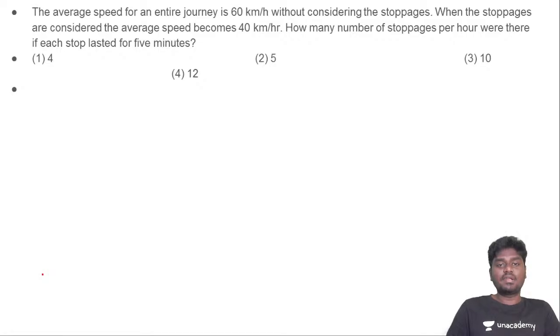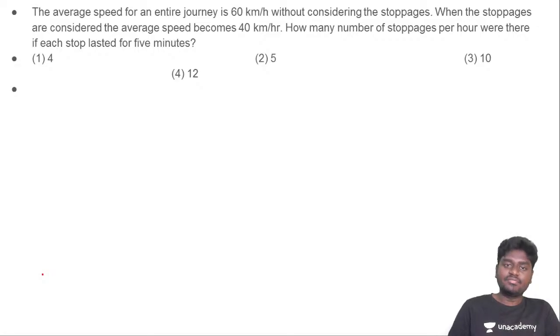The average speed for an entire journey is 60 km per hour without considering the stoppages. When you consider the stoppages, the average speed becomes 40 km per hour. You need to find how many stoppages per hour there were, if each stop lasted for 5 minutes. Is that option D, Rishabh? Kindly cross check your answer.